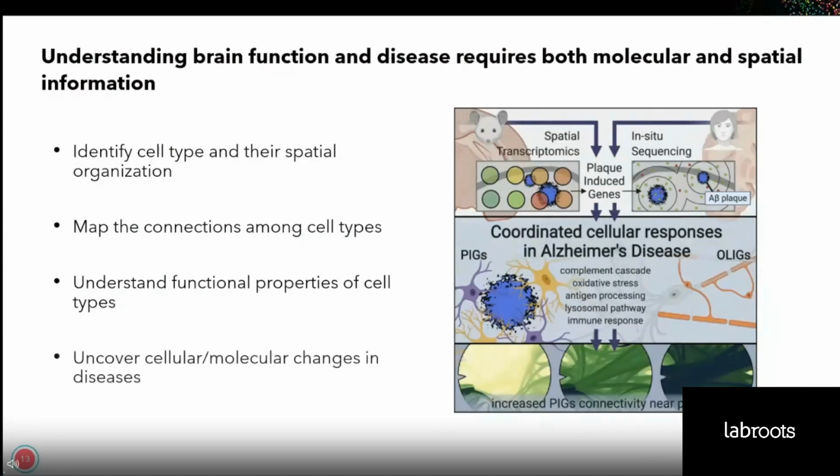Last but not least, spatial genomic approaches can advance our understanding of brain disease. In this work, we also performed spatial transcriptomic and in situ sequencing assays to understand the cellular and molecular changes associated with the AD hallmark, amyloid-beta plaque. This could not be achieved without spatial information.